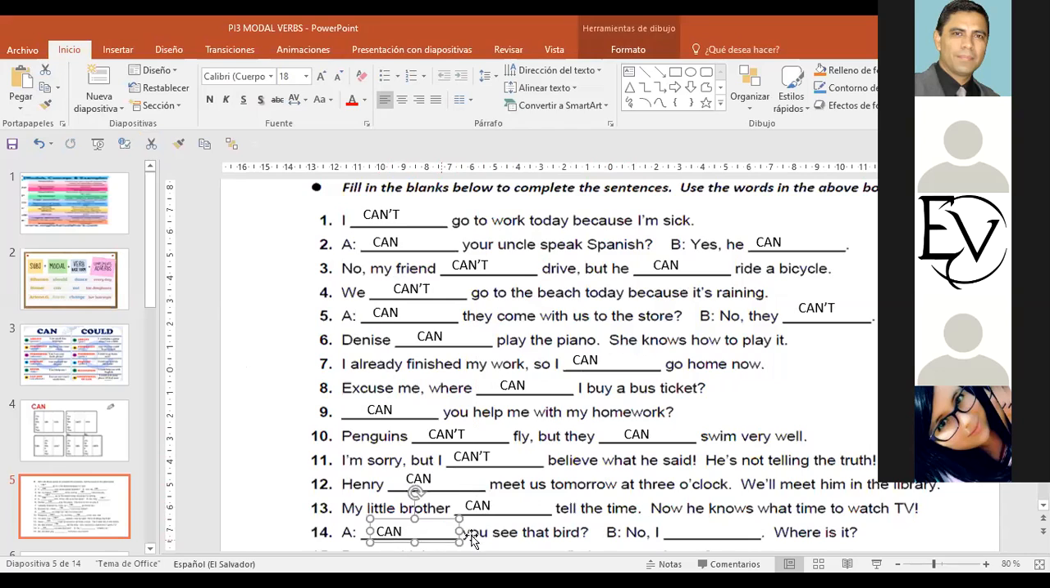Can you see that bird? No, I... Where is it? Okay, very good. Nice.